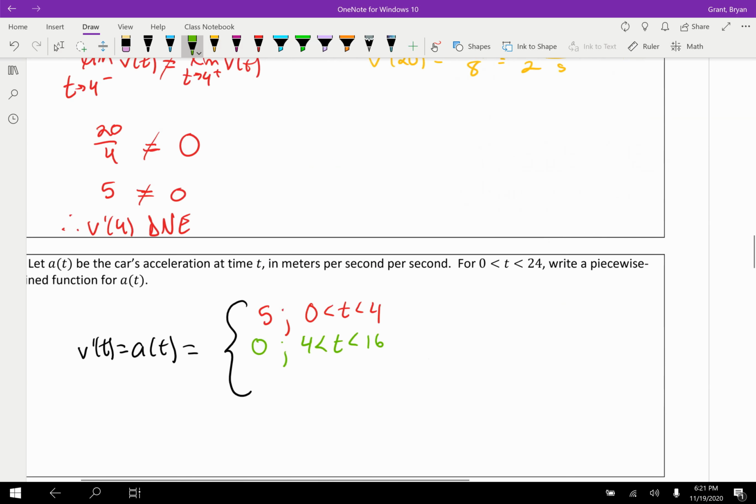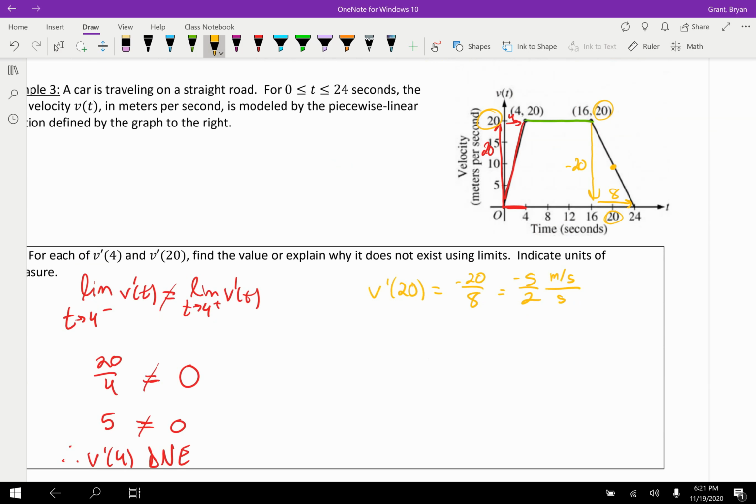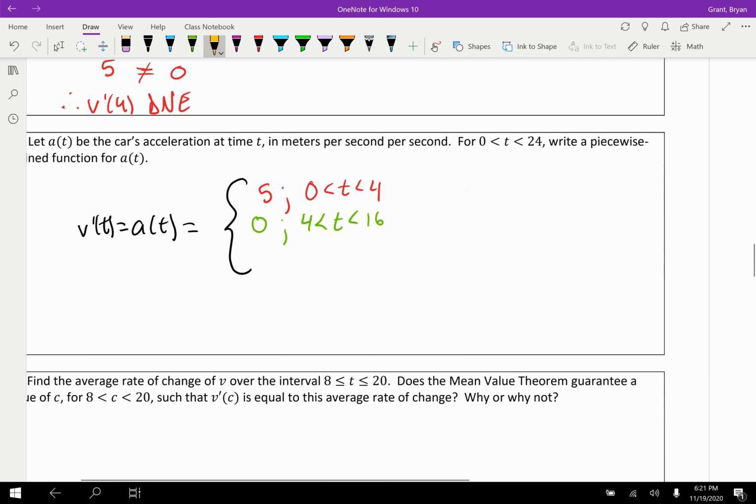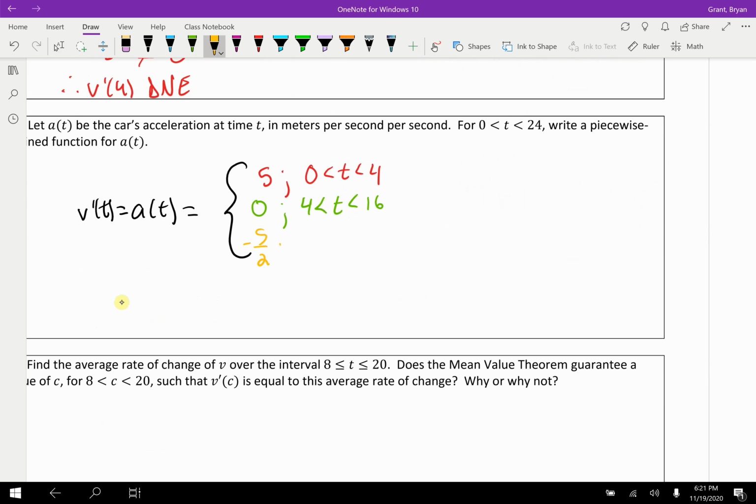And last but not least, we have our final line, which slopes downwards this way, and we found that that has a slope of negative 5 halves, and that goes from 16 to 24. And that's it. Easy peasy.